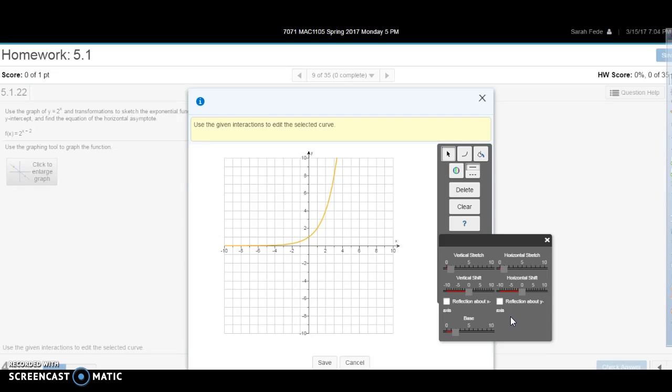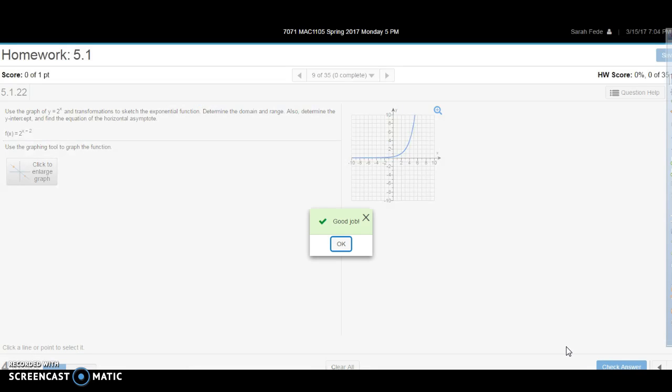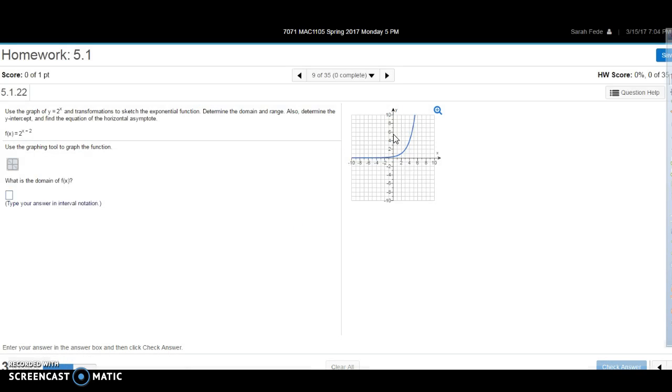Okay, and so what we're going to do right now, it's already set on a base of 2 for us. So we said we're going to shift to the right, horizontal shift. So notice I'm moving the horizontal shift button 2 places to the right. Notice it was highlighted at 2. Once you're done doing that, hit save and then hit check, and your answer will let you know whether or not you got the problem correct. All right.